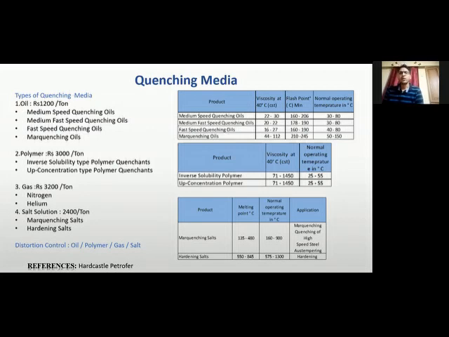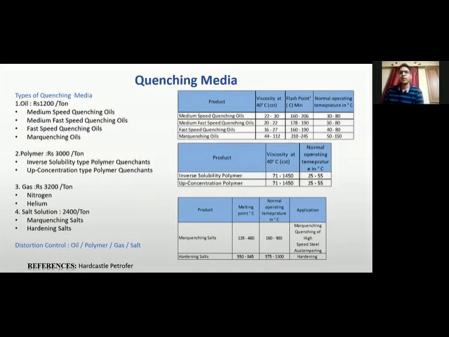Similarly, polymer quenching, 2 types of polymer quenchants are available, that is inverse solubility and up concentration type. In inverse solubility, this is the special property available in polymer. When we quench any component in polymer, after that the bath temperature increases beyond 70 degrees Celsius, that polymer is again separated from water and creates a protective coating along the component to avoid the direct cooling rate of the water. And that gives the proper cooling rate of the component to transform to the martensite. And again, when the bath temperature goes down below 60 degrees Celsius, again that polymer mixes with the water.